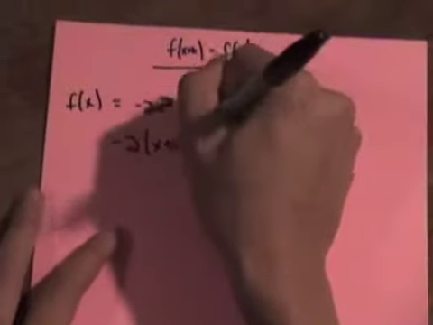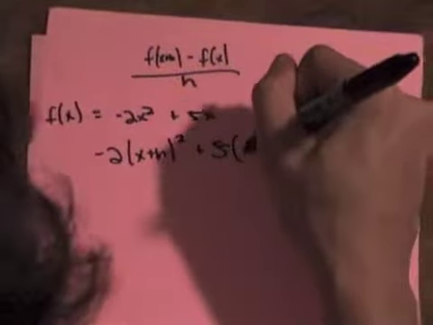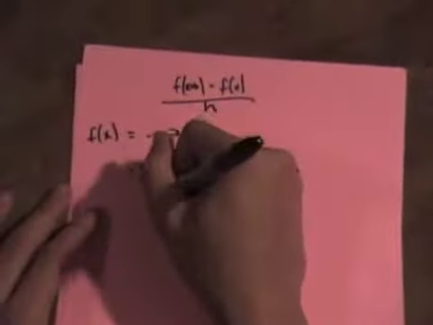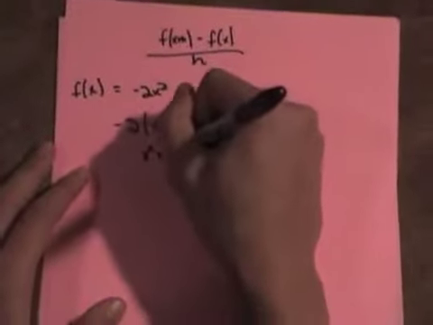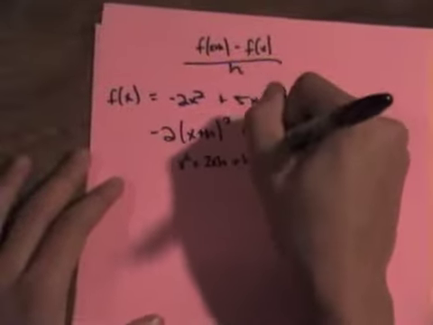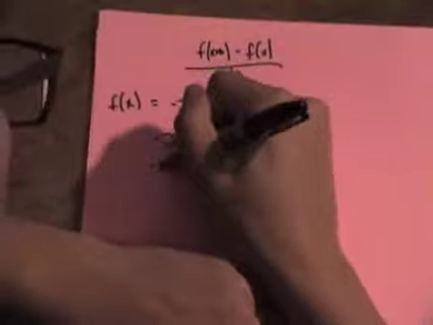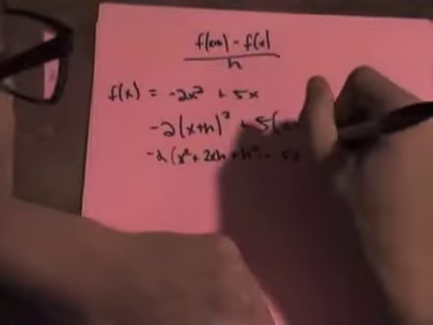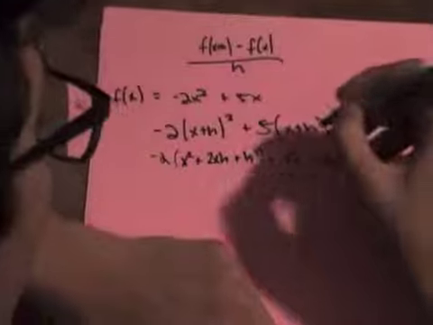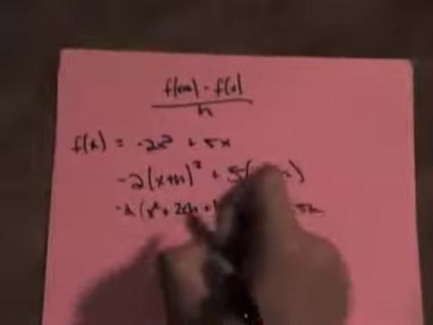So, negative 2, parentheses, x plus h squared, and then plus 5 times x plus h. Alright, so really simple. We're going to do the x plus h squared first, so it's going to be x squared plus 2xh plus h squared. And then we're going to simplify the other part, plus 5x, and this is going to be times negative 2, don't forget about that, 5x plus 5h. We're going to wait to plug in the f of x until after we simplify this one out.